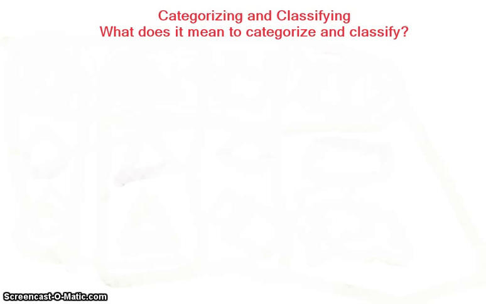Categorizing and classifying. What does it exactly mean to categorize and classify? To put it simply, classifying means to take several items and put them together based on a similarity that they have in common. Categorizing, simply put, means to give that similarity or that group a name.